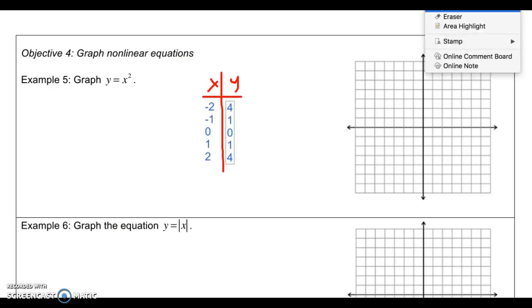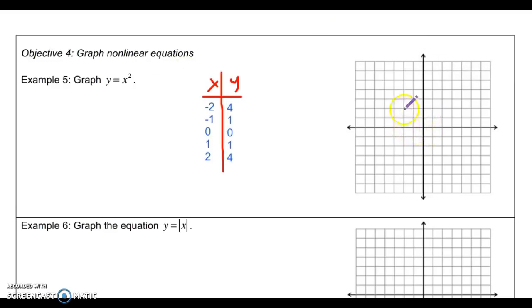So go ahead and plot these points. We have negative 2, 4; negative 1, 1; 0, 0; 1, 1; 2, 4. So this makes what we call a parabola. And a parabola also extends to infinity from both ends.